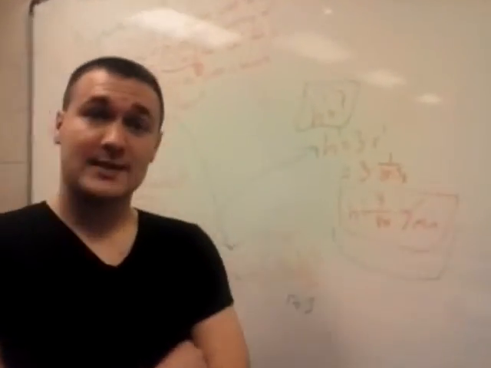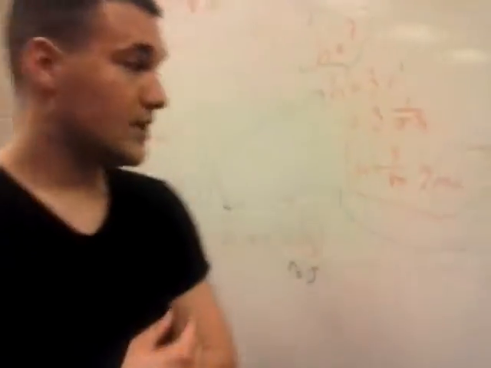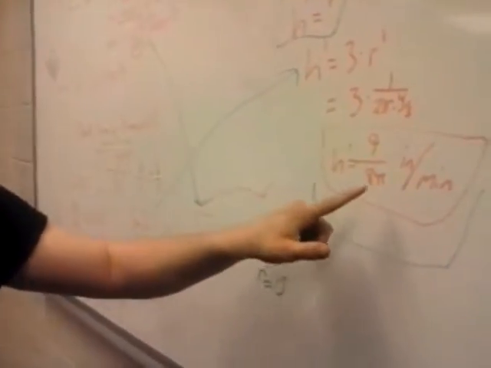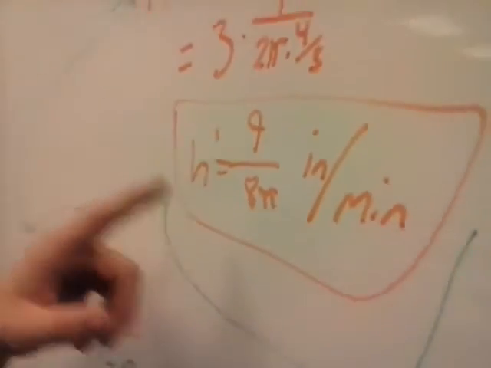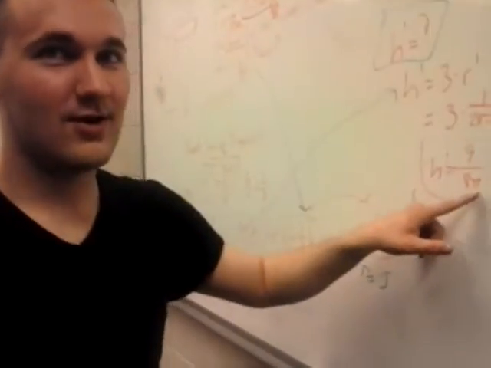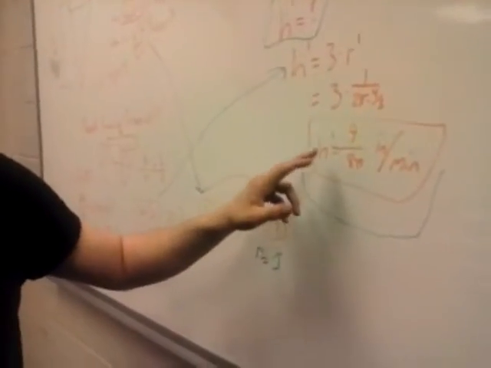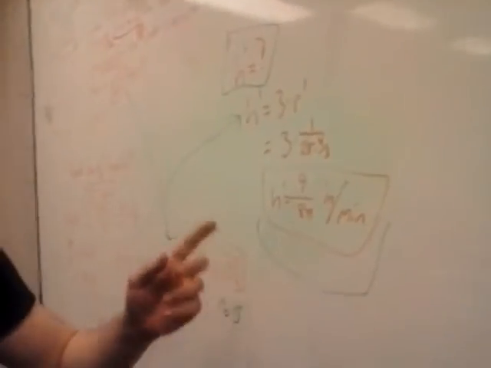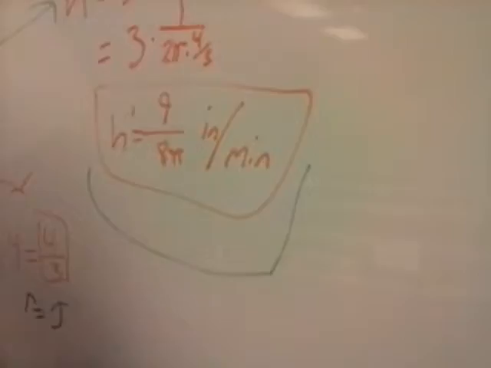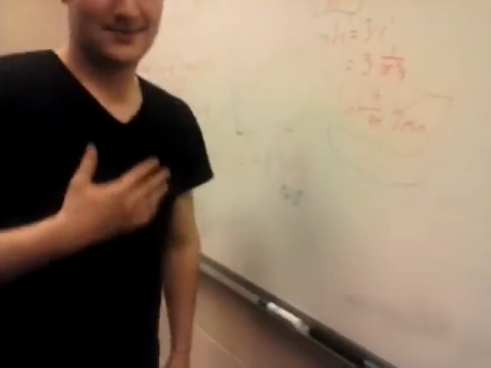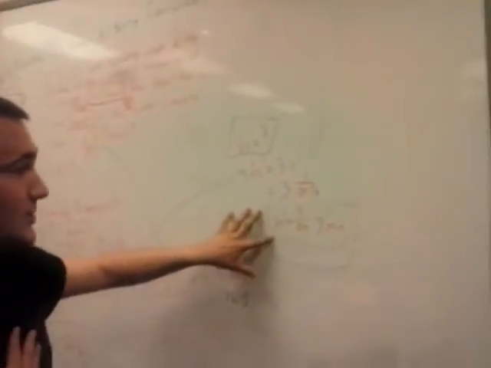Okay guys, I realized I made a mistake. When I told you h prime, that's pi. That's 9 divided by 8 pi, not 8 prime. That's h prime is equal to 9 divided by 8 pi inches per minute. This is your final answer.